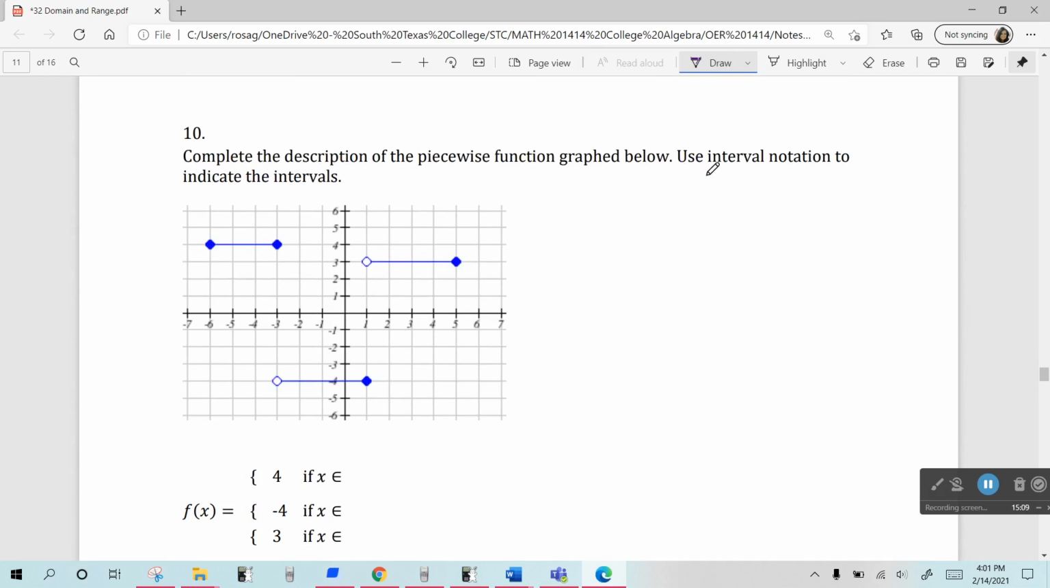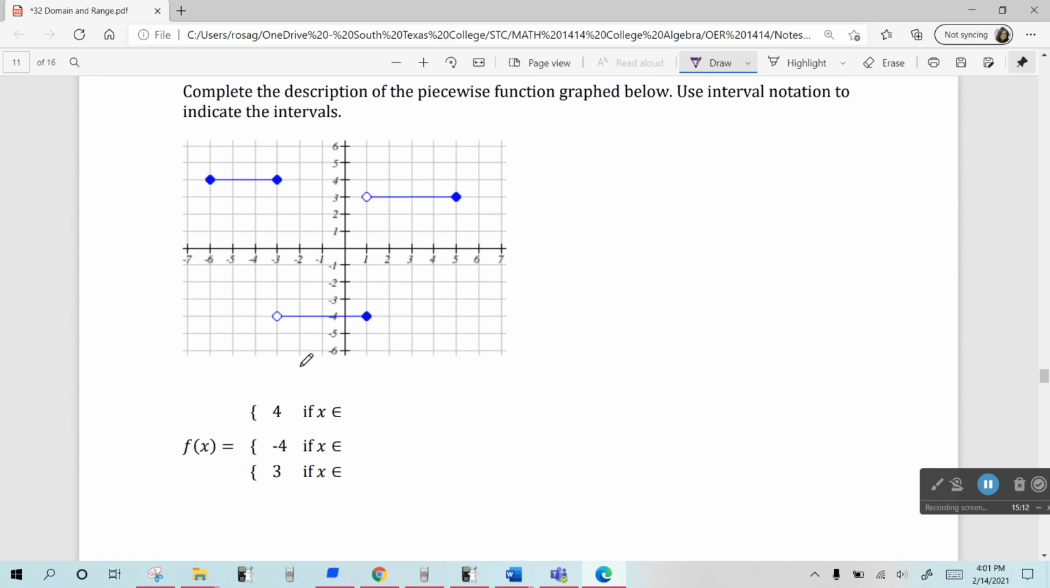Complete the description of the piecewise function below. So basically we're going to complete the domain. For the first one, the answer is 4 if your x value is between -6 and -3. Use interval notation. So -6 to -3, and because they have closed circles, I put them in brackets.